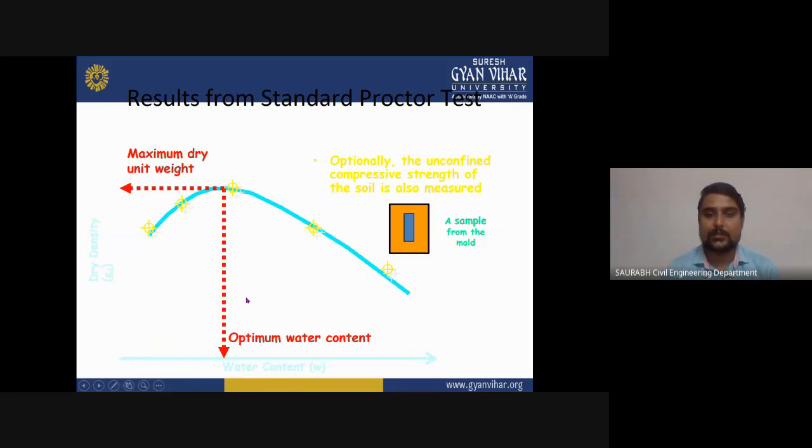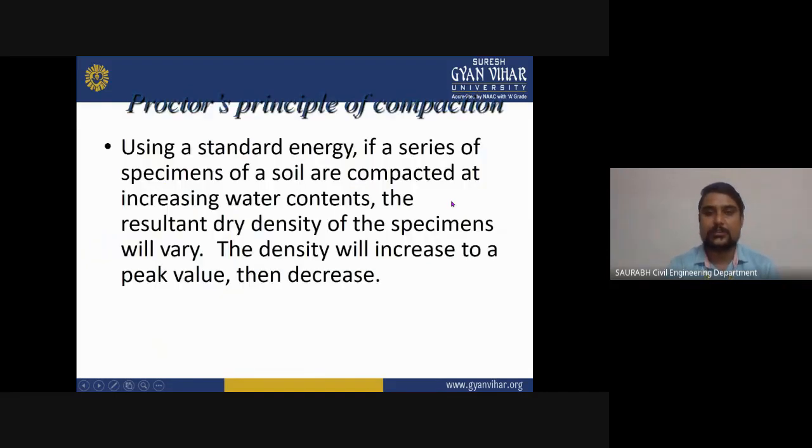Result for the standard proctor test. When you do the standard proctor test, you have to plot a diagram like this. As you can see here, there is a maximum dry unit weight, and that is your optimum water content, and optionally the unconfined compressive strength of a soil sample from the mold is also measured. As you can see here, this is the graph which we have to plot during the compaction by the standard proctor test.